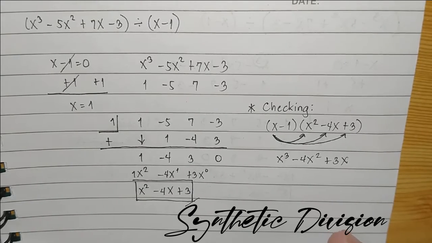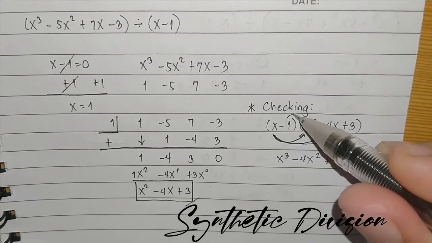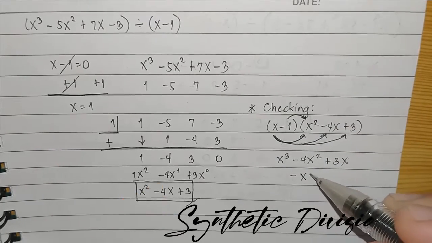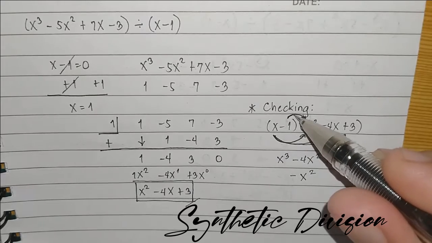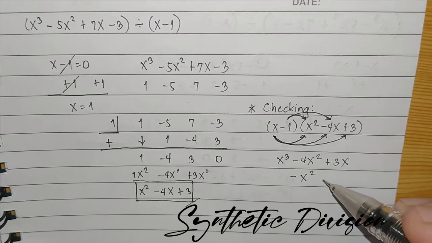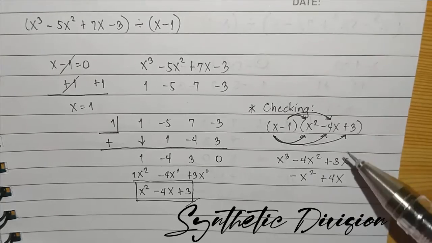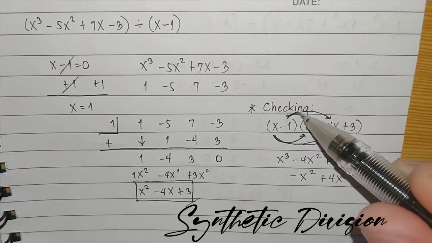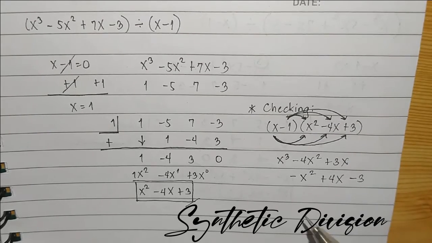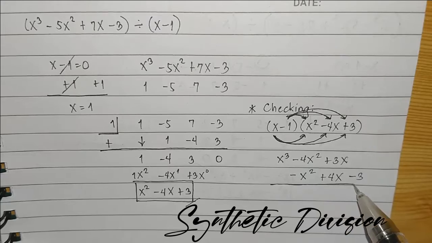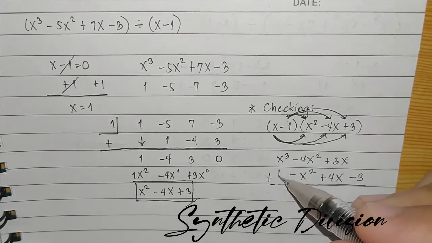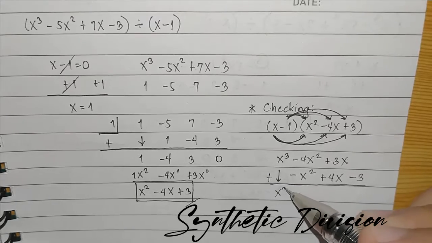And let's proceed to the second term. So we have negative 1 times x squared. We have negative x squared. And then negative 1 times negative 4x. We have positive 4x. And last, negative 1 times positive 3. We have negative 3. And let us add these products. So definitely, let us bring down x cubed.